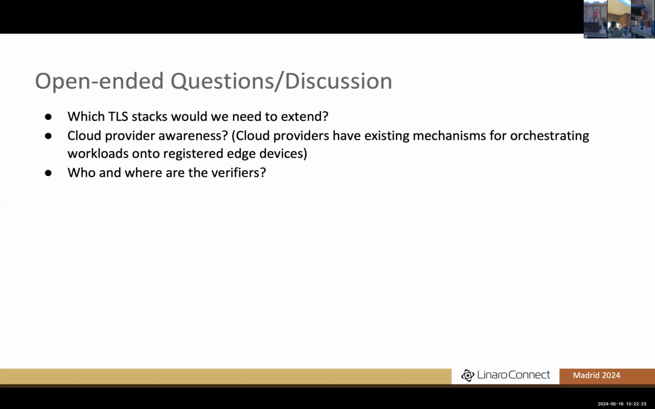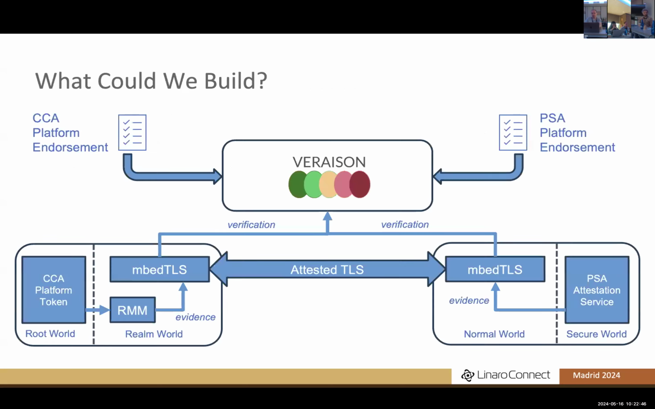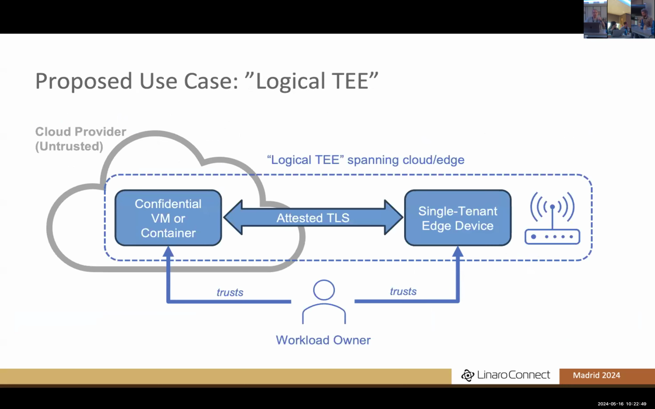And also, who and where are the verifiers if you're doing two very different styles of attestation credential in each direction? Are you talking to the same verifier? Are you talking to different verifiers? How do you discover your verifiers? And how is that whole system bootstrapped, such that, going back to the start, the workload owner knows that they do in fact have a logical TE? They know that they have trusted verifiers that are going to validate the logical TE.